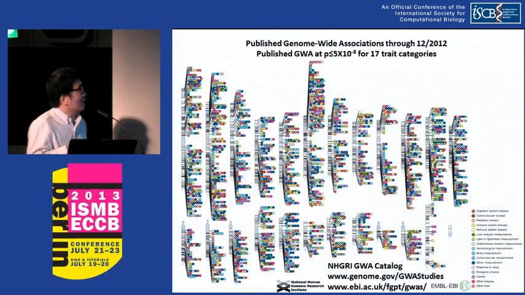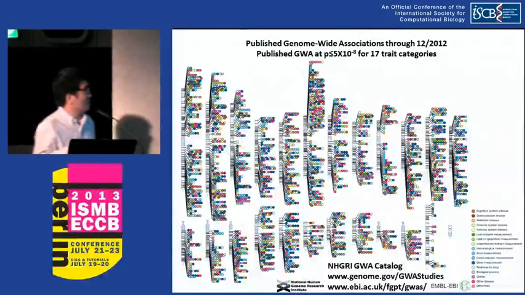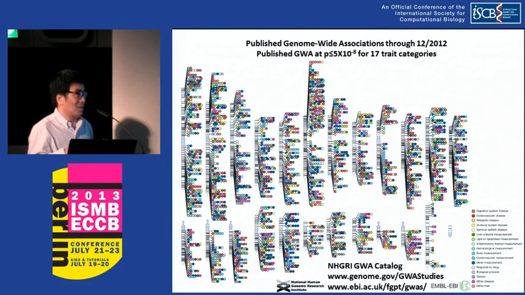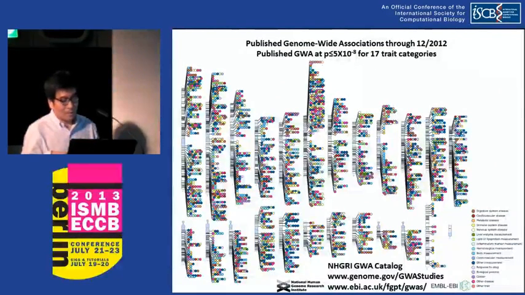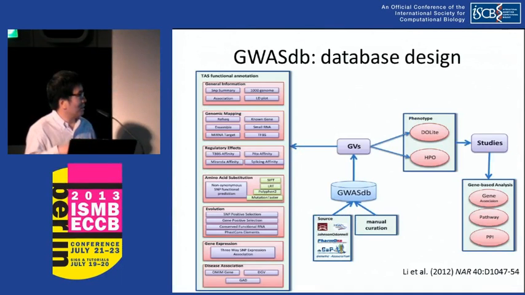Okay, so the other thing I want to mention is the genome-wide association study. We can see that so far over 1,500 genome-wide association studies have been conducted, and over these, I think thousands of loci were discovered to be associated with disease, as categorized by the NHGRI website.